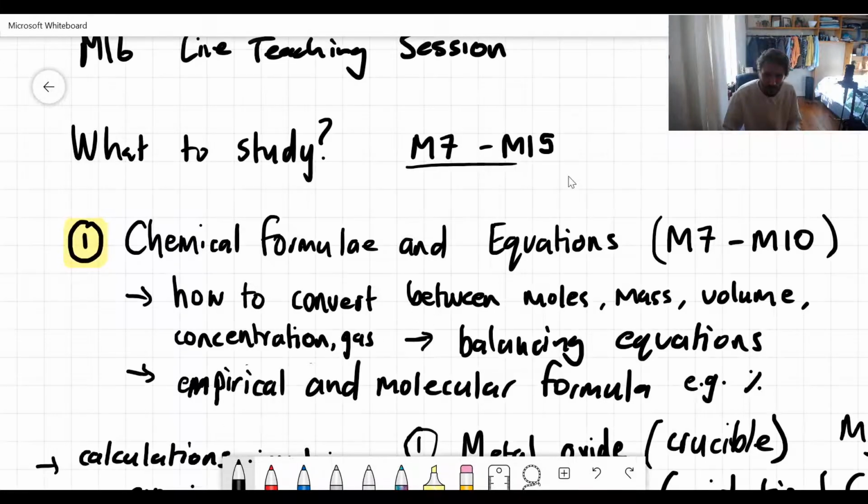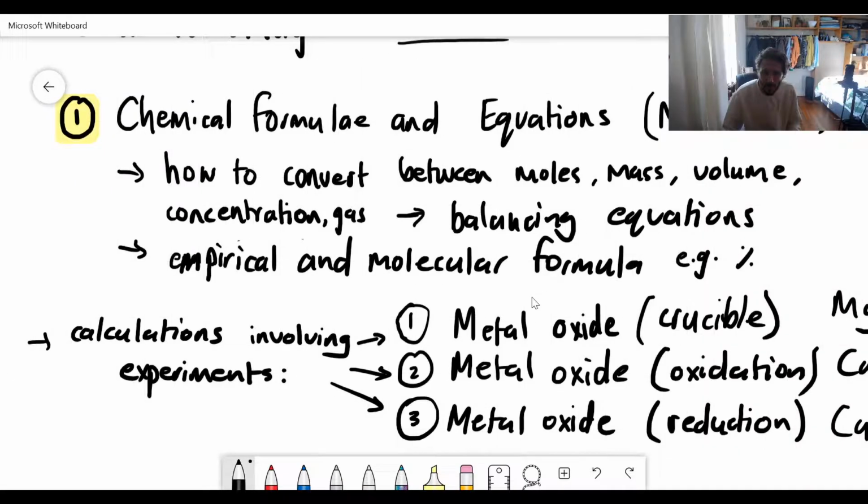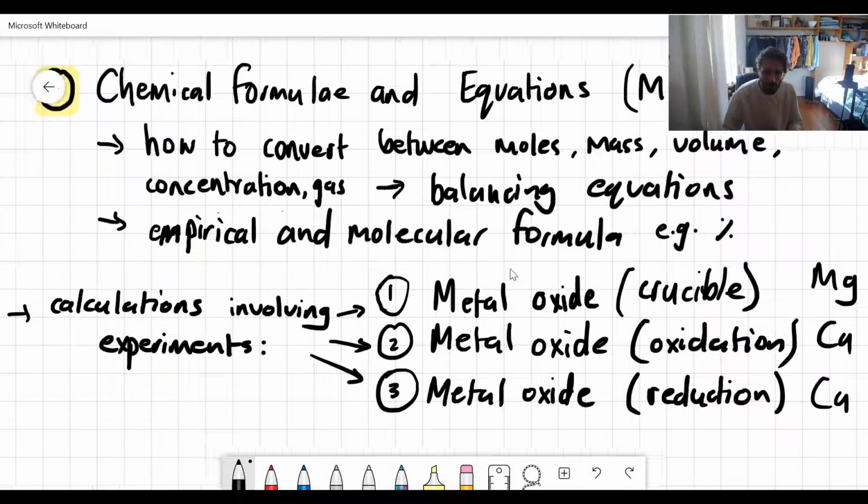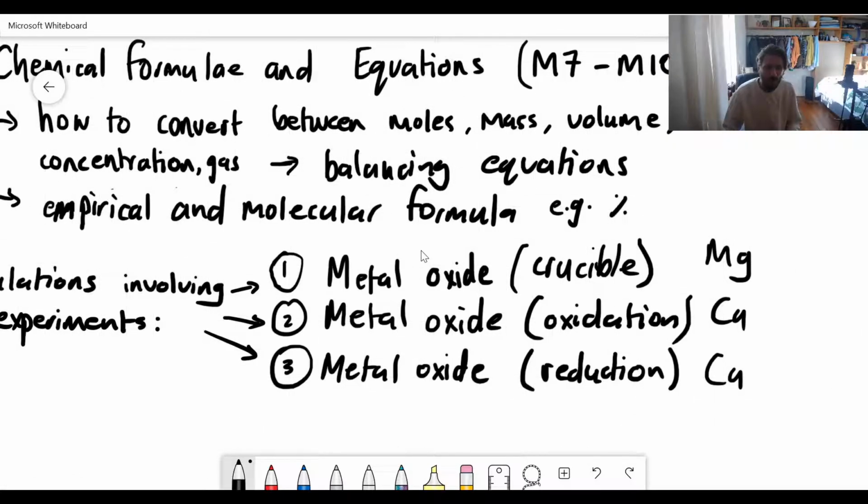And then still under this topic of chemical formula and equations, we talked about some experiments and the calculations thereof. So we've got three main experiments. We've got the one with the crucible, where they burn the magnesium ribbon inside, lift off the lid and put the lid back on. They've got a metal oxide like copper where they burn it inside a little tube like this, and they put the copper inside like that, and they burn it in the presence of oxygen. These two are very similar experiments, except the only difference is they use a different metal.